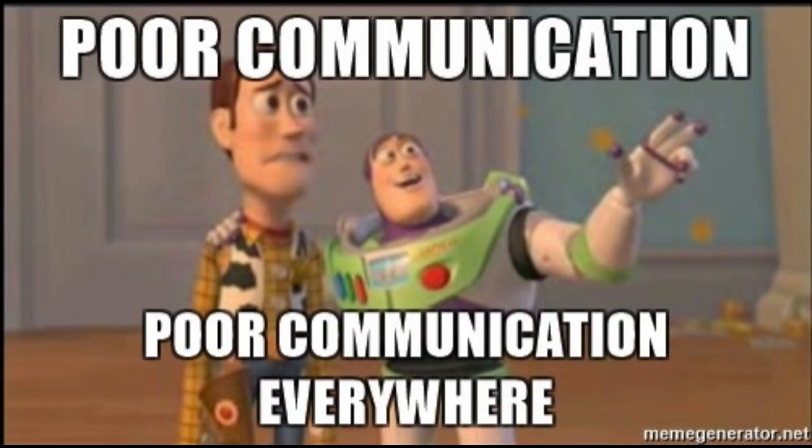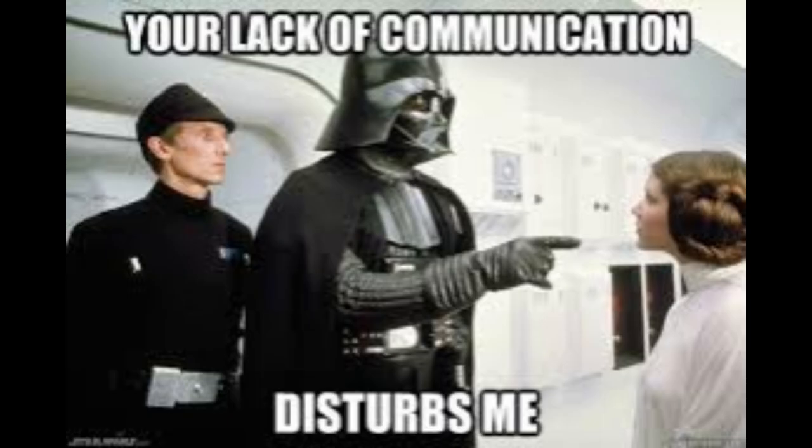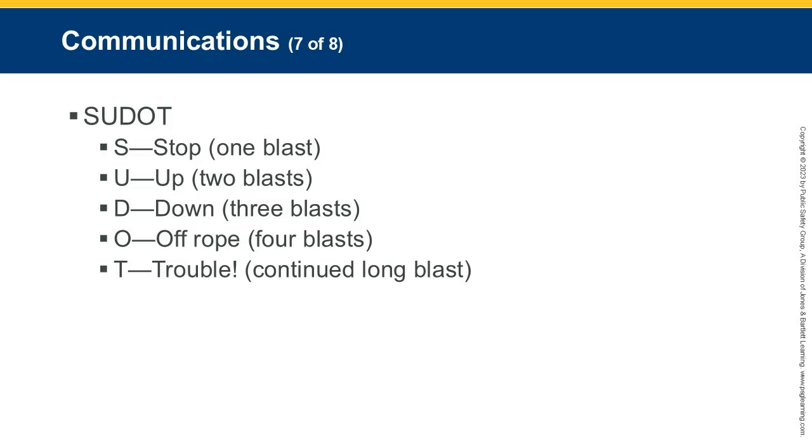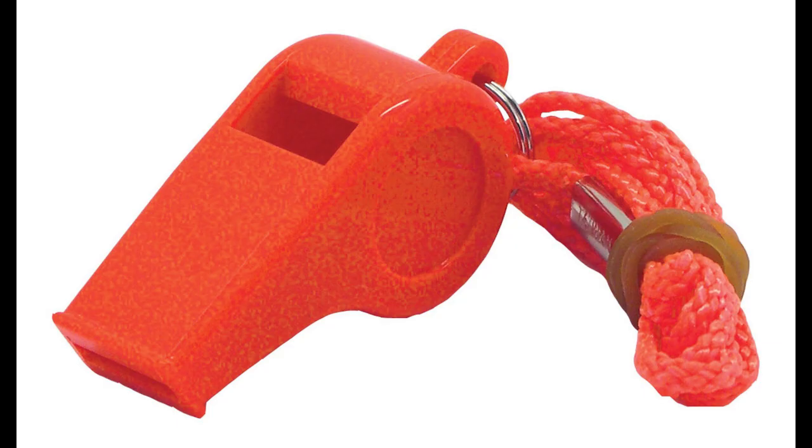Non-electronic methods like whistle blasts are simple but effective. They don't rely on batteries or radios and can be lifesavers when distance, terrain, or interference blocks your signal. Practice using these methods ahead of time so everyone knows what the signals mean and can react quickly. When electronics fail or you're out of reach, a whistle can be your lifeline. In rope rescue, we use a SUDOT system, a simple, standardized way to send clear messages over distance. Each signal is short, distinct, and easy to remember.